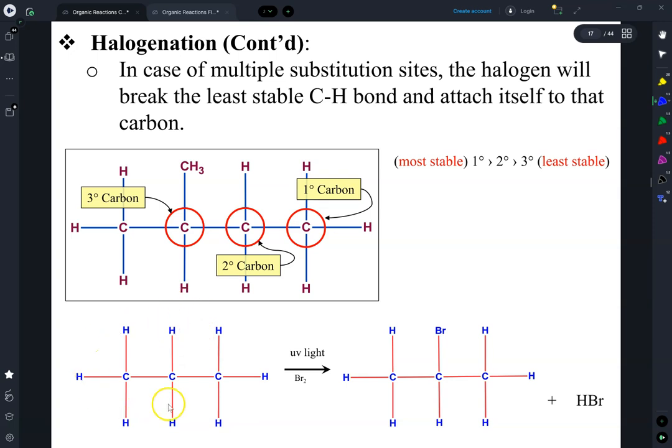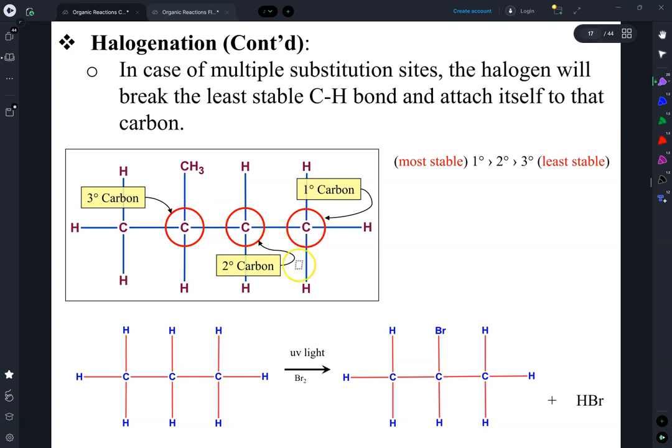Now, what happens if multiple substitution sites are available? Where would the halogen attach itself? So if I react propane with bromine gas, which of these hydrogens will switch places with the bromine? For this, we need to understand the difference between primary carbons, secondary carbons, and tertiary carbons. With a primary carbon, it is linked to just one other carbon atom, while a secondary carbon is bonded to two other carbon atoms. And I think you guessed it, a tertiary carbon is bonded to three other carbon atoms.